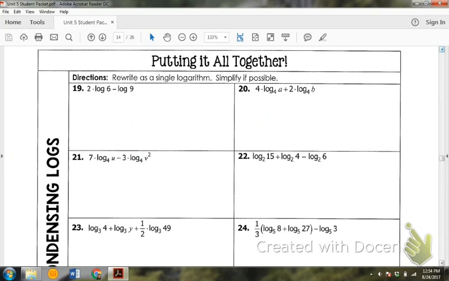On the next page, these are some samples. It says, rewrite as a single logarithm, simplify if possible. So yesterday we did not simplify. Today we're going to simplify. The first section is condensing. So that means we're taking big logs and we're making it into a single logarithm.